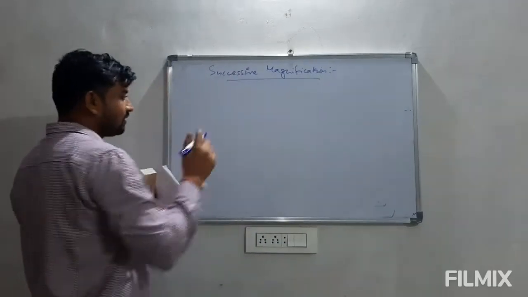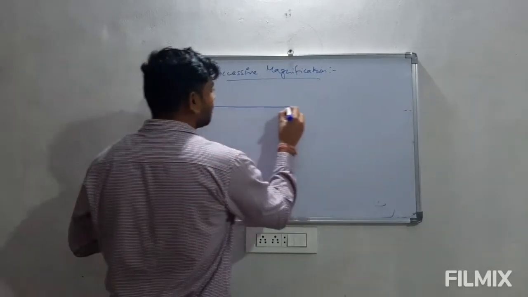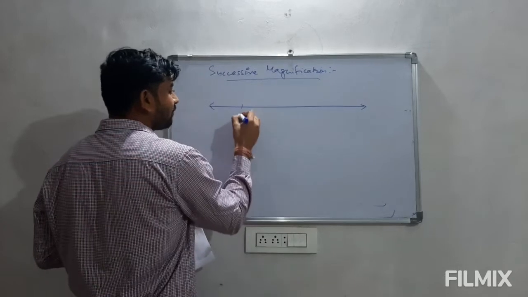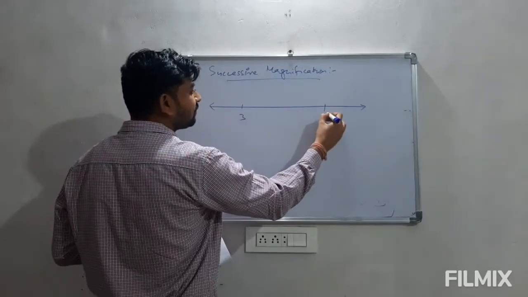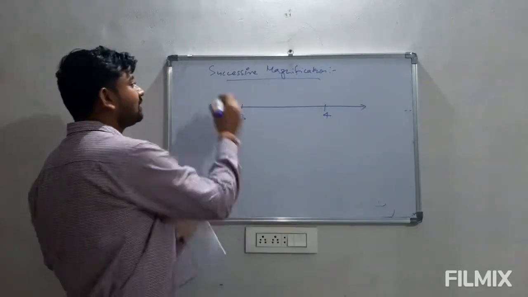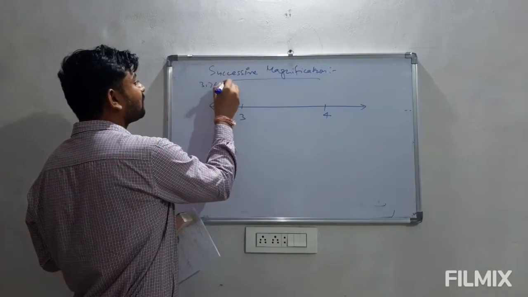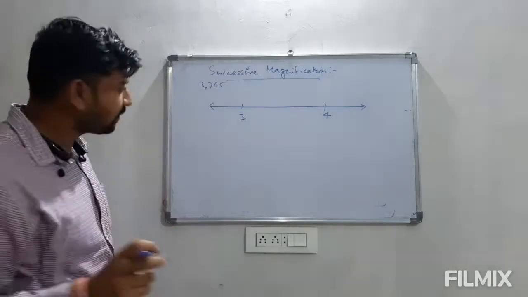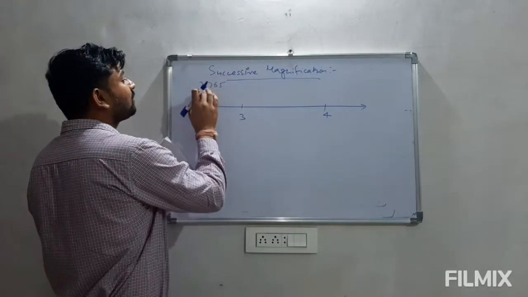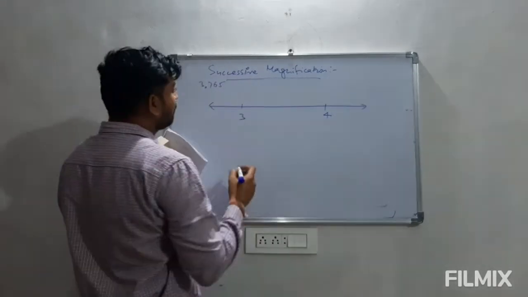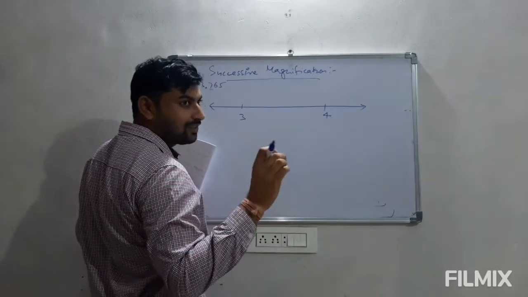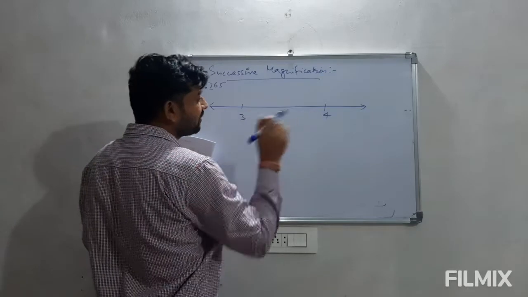So for this, what we have to do is draw a number line, preferably 3 to 4, as this number 3.765 is in between 3 and 4. 3.765 will be between 3 and 4 because it is greater than 3. The first digit is 7. So first of all we will locate 3.7 in between 3 and 4.